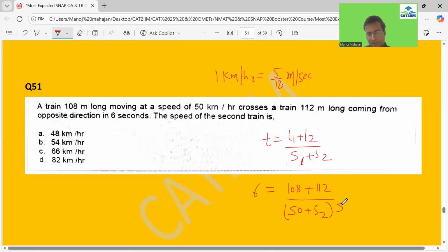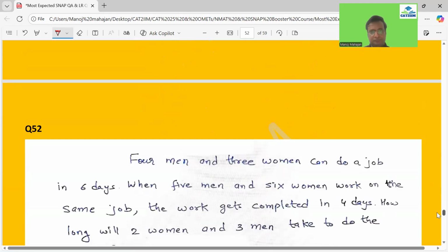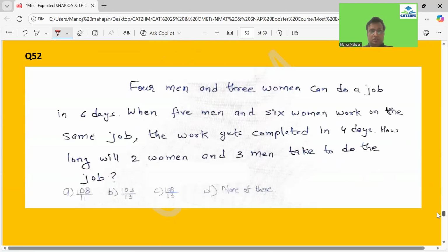So multiply this with 5 by 18. Because time is in seconds and distance over here is in meters, we have to convert into meters per second, right? So you can calculate the value of S2 now from here, which would be straight away in kilometer per hour. So that is D for Delhi if you calculate the answer. Very important, right? Such a question you can expect again in the SNAP.